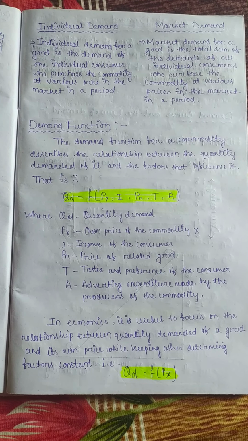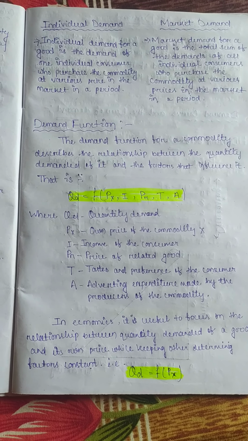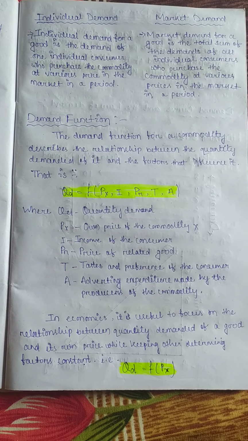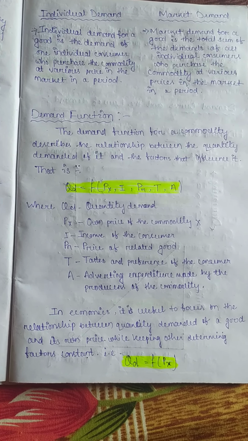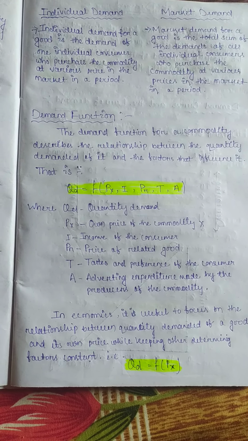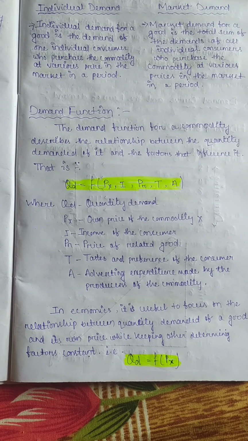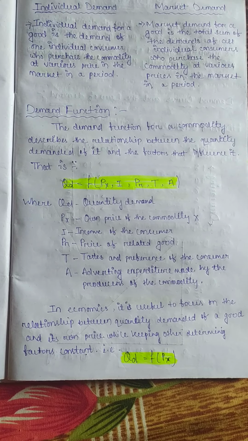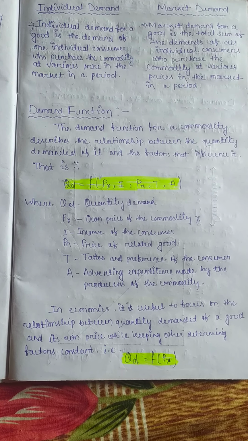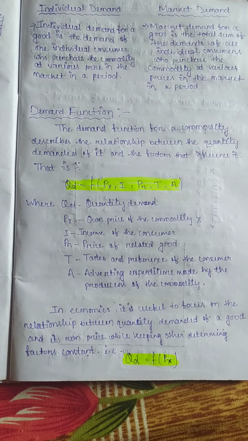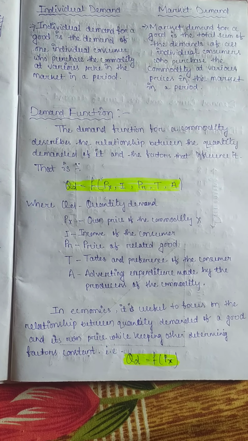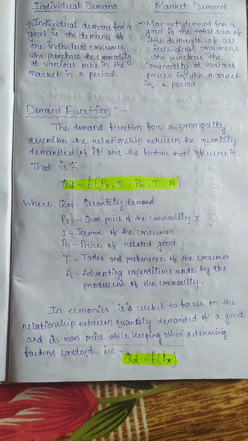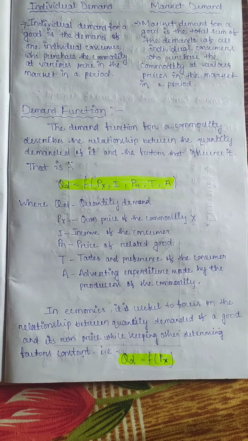There are two kinds of demand: individual demand and market demand. Individual demand means demand for a particular or single consumer. Here we can say that individual demand for a commodity or good is the demand of only one individual consumer who purchases the commodity at various prices in the market in a particular period of time. Market demand means the sum of individual demands.